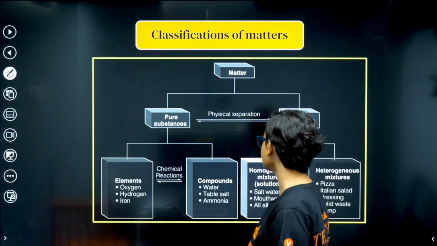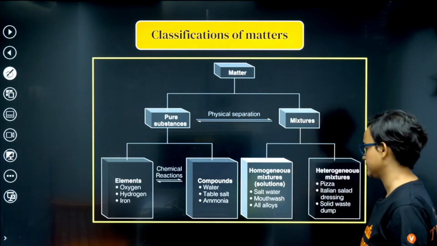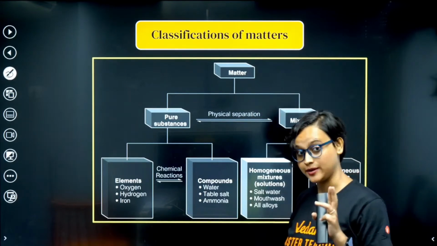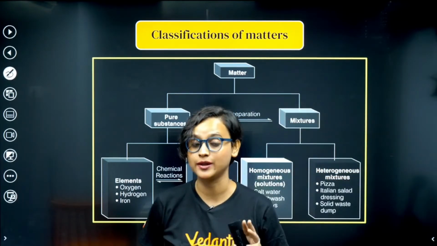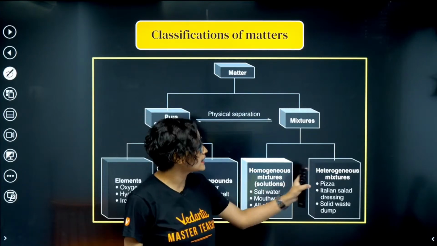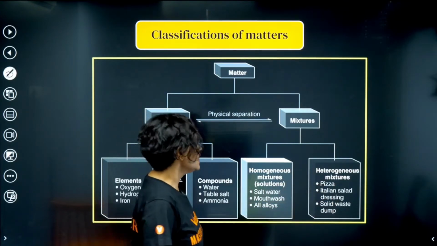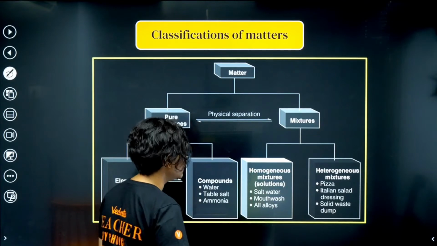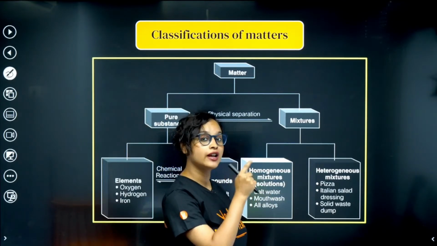Okay? Now, mixtures. Mixtures can be of two types, once again. There can be homogeneous mixtures and there can be heterogeneous mixtures. Now, when I say homogeneous mixture, okay, let's first talk about heterogeneous mixtures.